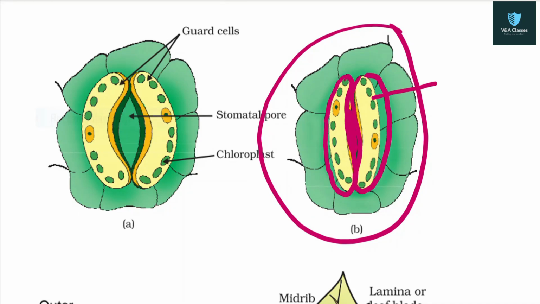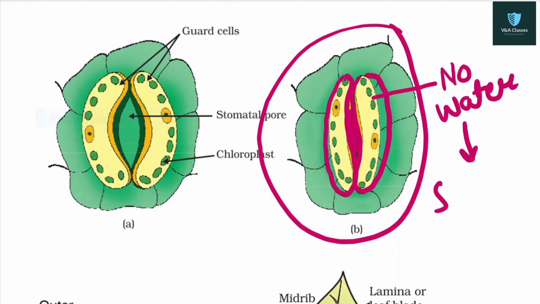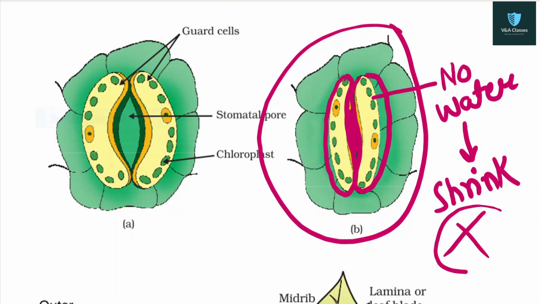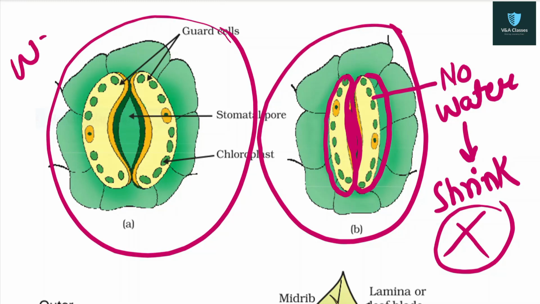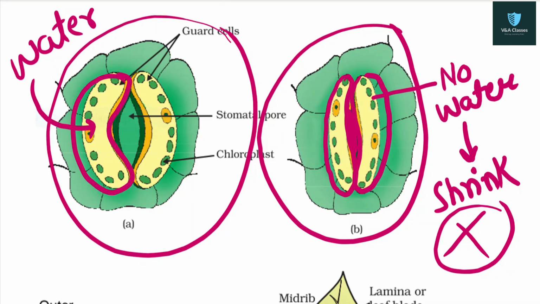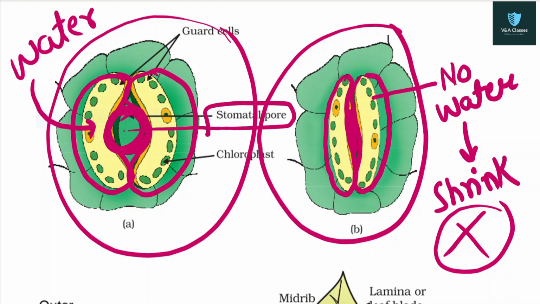Because when there is no water, the guard cells will shrink. Okay, they will shrink and they'll close the pore and there will be no exchange of gases. Whereas in this diagram you can see when there is presence of water, the water is taken up by the guard cells and they swell up. Okay, when they swell up, there is this opening created in between which is called the stomatal pore.